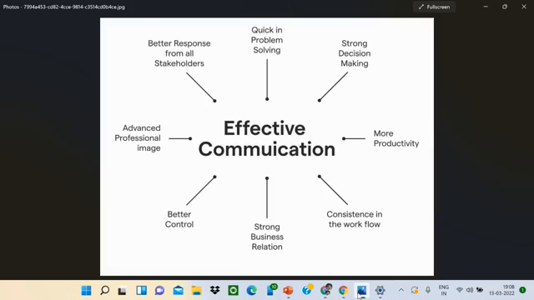It results in better control, where you can control your situations. You can control your conversations. It gives you a better professional image. Better response from all stakeholders. आपके साथ जुड़े हुए सारे लोगों का responses better हो जाता है. And it helps in problem solving.